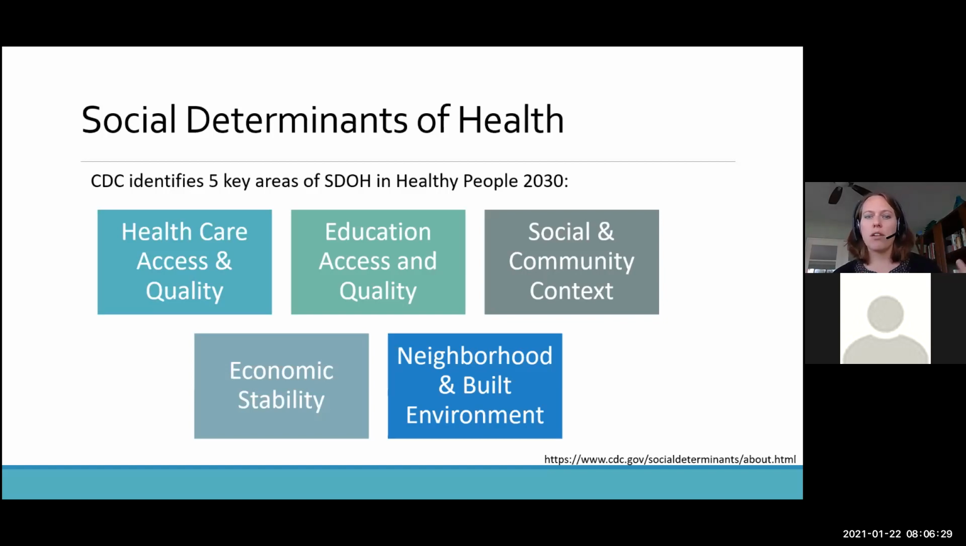So again, today focusing in the framework of the CDC, looking at healthcare access and quality, education access, social and community context, economic stability, and neighborhood and built environment. And these are really the 5 key areas that can affect a person's health, and with TBI, really affecting health and recovery.